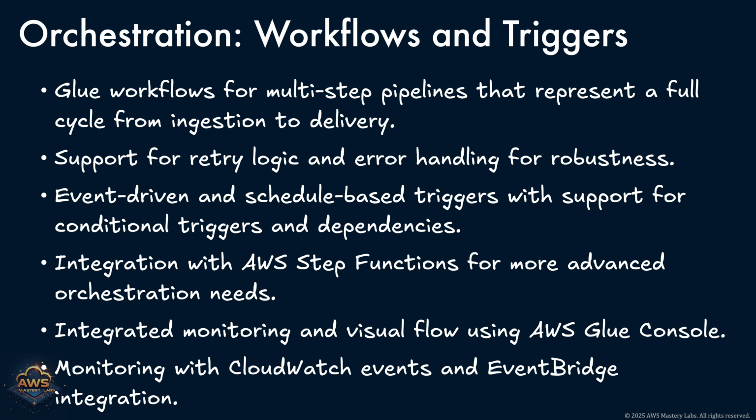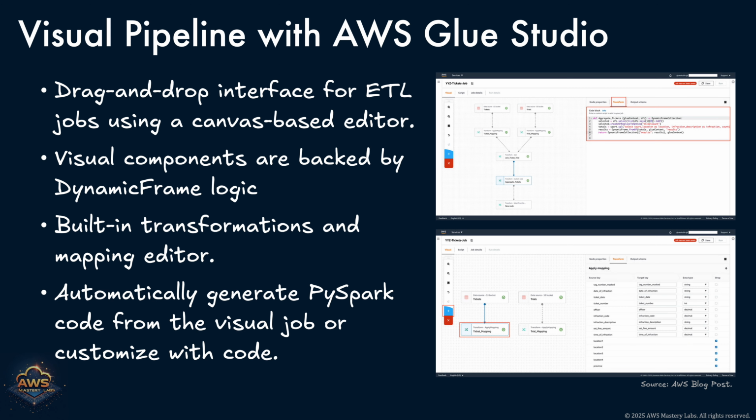Throughout the process, you get integrated monitoring and visualization in the AWS Glue console. You can easily see the status of your workflows, follow job execution in real time, and troubleshoot failures directly from the interface. And if you need deeper observability, Glue works with Amazon CloudWatch Events and EventBridge. This allows you to monitor events across your AWS ecosystem and trigger downstream processes or alerts based on pipeline activity. Together, these orchestration tools turn AWS Glue from a powerful ETL engine into a fully automated, reliable, and intelligent data platform orchestrator.